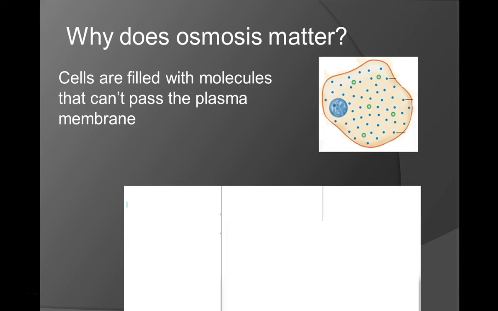So what's going on here that you should notice is that if it's a cell, cells are packed with solutes. They're packed with molecules. And a vast number of these molecules cannot get across this plasma membrane. And so that means that water is going to be moving either in or out of the cell depending on what's outside of the cell.